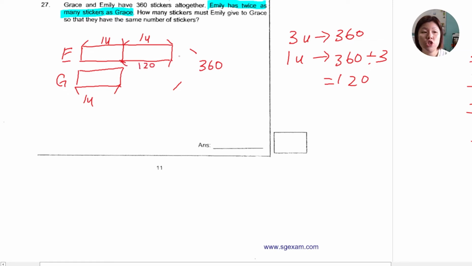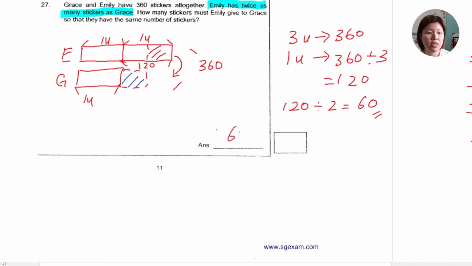But Emily is sharing some stickers with Grace so that they are the same. So in order to be the same, she needs to share half. So I will share it with Grace. So Grace will have this part from Emily. So my 120 is now divided by 2, which will give you 60. So Emily will give 60 to Grace in order to be the same.